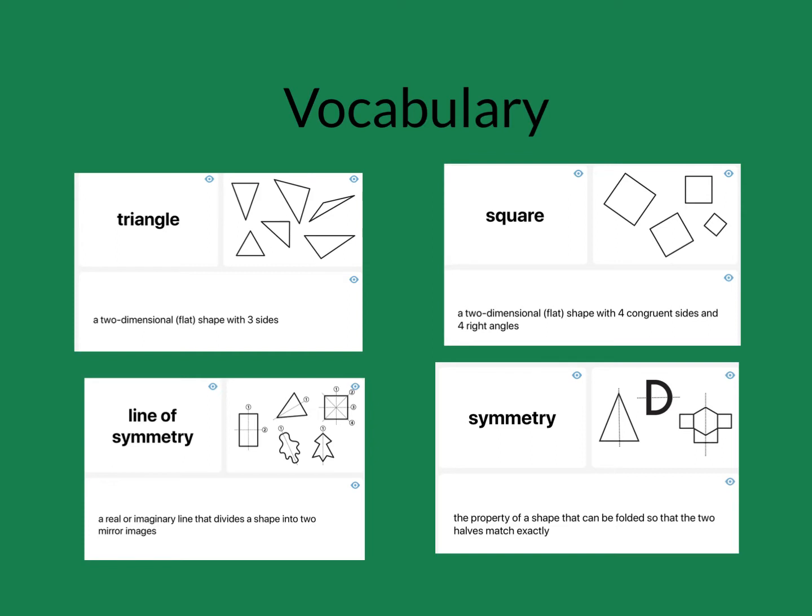A triangle is a two-dimensional flat shape with 3 sides. A square is a two-dimensional flat shape with 4 congruent sides and 4 right angles. Line of symmetry is a real or imaginary line that divides a shape into 2 mirror images. Symmetry is the property of a shape that can be folded so that the 2 halves match exactly.